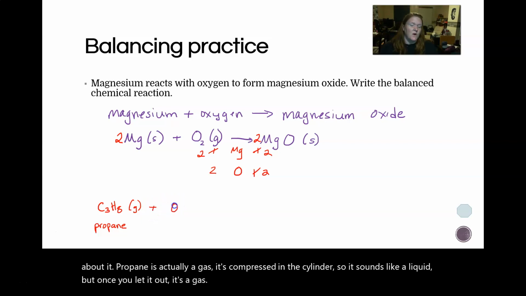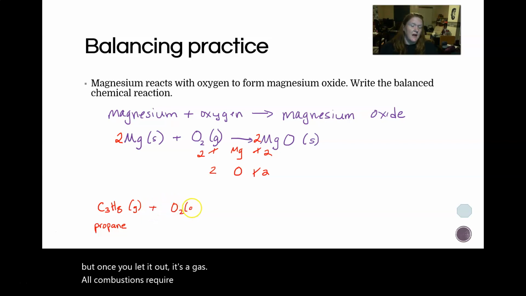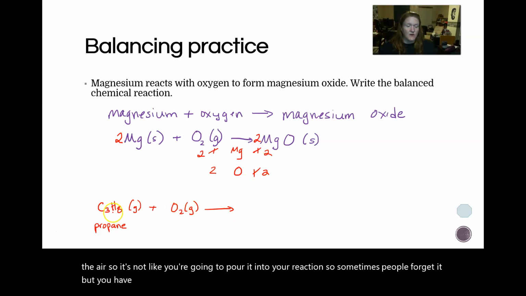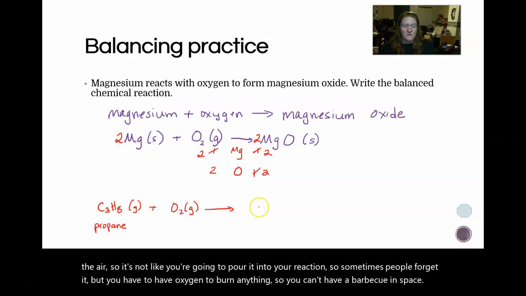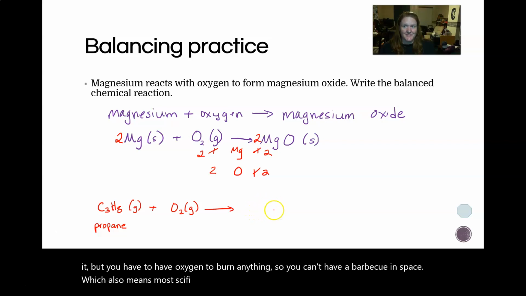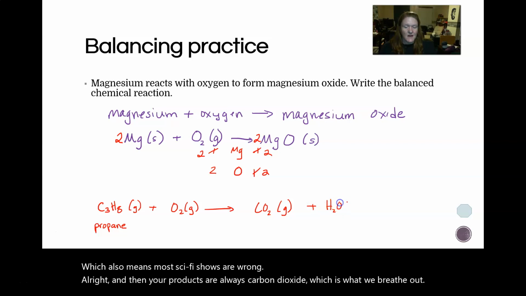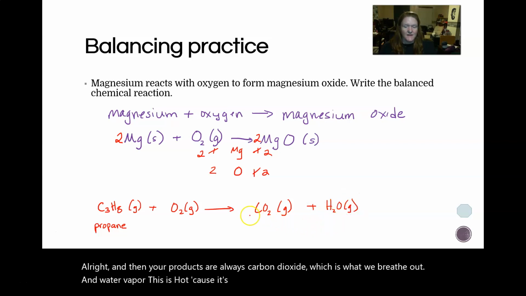All combustions require oxygen, so you have to remember to add that in there. It comes from the air, so it's not like you're going to pour it into your reaction, so sometimes people forget it. But you have to have oxygen to burn anything, so you can't have a barbecue in space, which also means most sci-fi shows are wrong. All right, and then your products are always carbon dioxide, which is what we breathe out, and water vapor. This is hot because it's on fire, right? That's the hallmark of a combustion reaction.